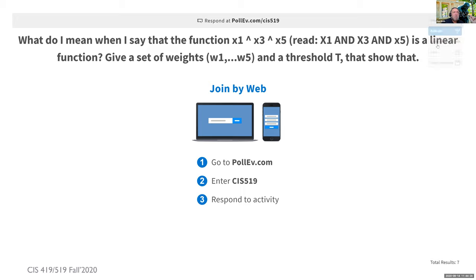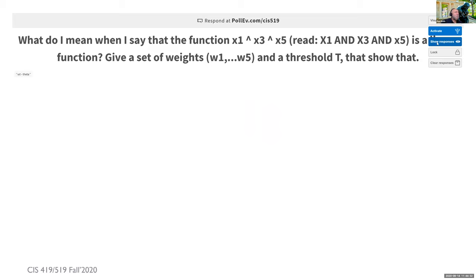Okay, so let's see what you guys are thinking. Okay, WT minus theta is not an answer. But here is an answer: x1 plus x3 plus x5 minus 2.1, but you didn't give me the vector. An equivalent answer is this: 1, 0, 1, 0, 1, and a threshold of 3. Some people suggest a threshold of 2.